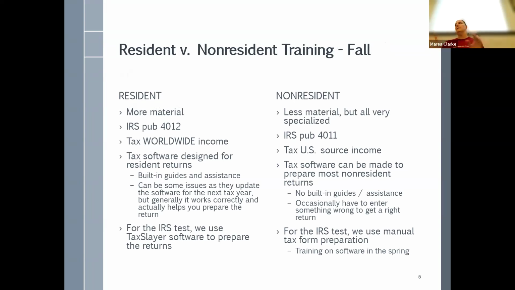Resident tax versus non-resident tax. They are very different. And as you can see from this, right? So I don't know if you can see online, but the 4011 that we have is like 35, 40 pages, which is the non-resident training guide. The 4012, which is the resident training guide, is something like 300 pages. So it is a huge, much larger amount of material, right? Whereas the non-resident is less material, but it is all very specialized and very unique.